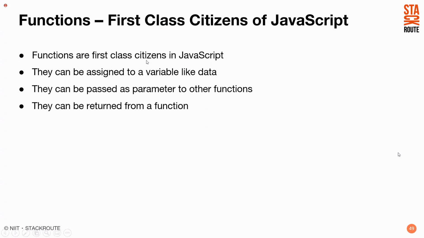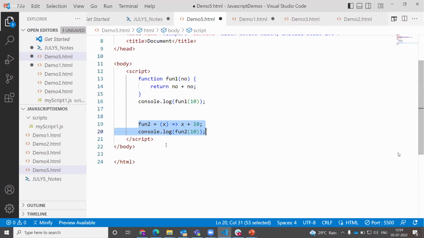So functions are first class citizens in JavaScript. Functions are the basic building block. They can be assigned to a variable like data. They can be passed as a parameter to another function. And you can also return them from a function.